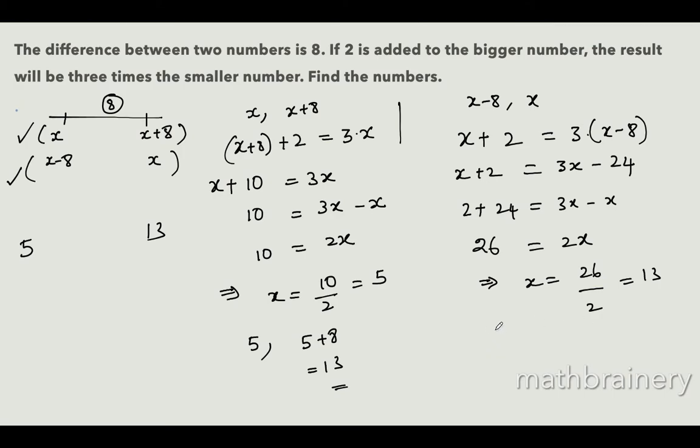Alright. So you have the bigger number as 13. Then the smaller number will be x minus 8, which is 13 minus 8. That should be 5. So the numbers are 5 and 13 in both the cases. You can solve the problem either way. The only important point is you have to understand how to frame the given word problem into a mathematical problem. Let's look at another example.